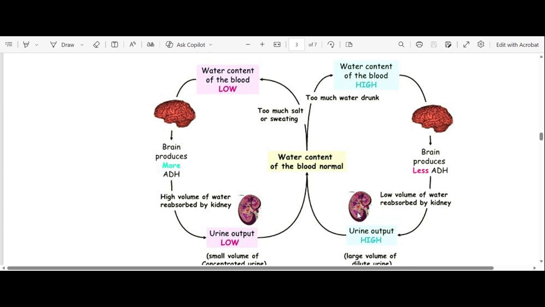Then what happens in your kidneys? The reabsorption of water decreases, which means that your body will excrete more water, in order to decrease the water content in your body back to normal. Okay.